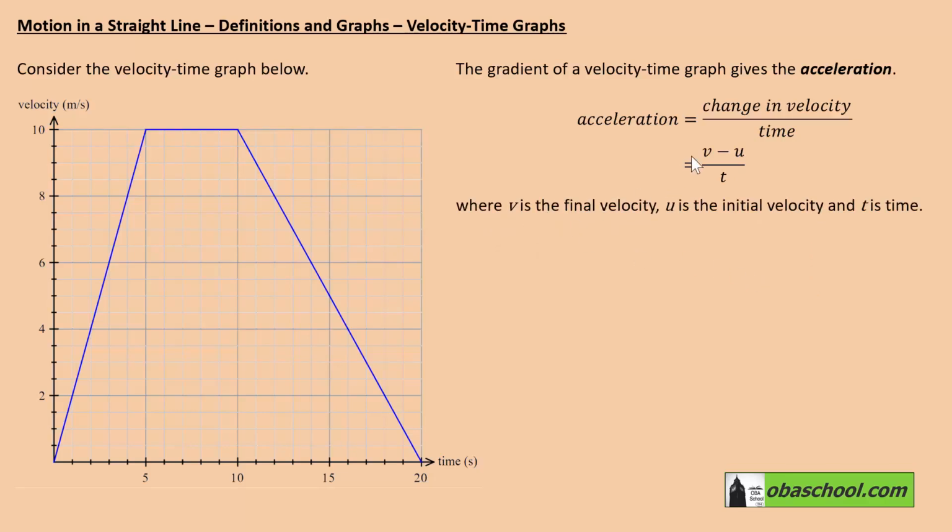So as I said when we were looking at the formula, v is the final velocity, the velocity at the end of the time period we're looking at. u is the initial velocity, that's the velocity at the beginning of the time period we're looking at, and t is the time between those 2 points. The area under the graph gives the displacement.